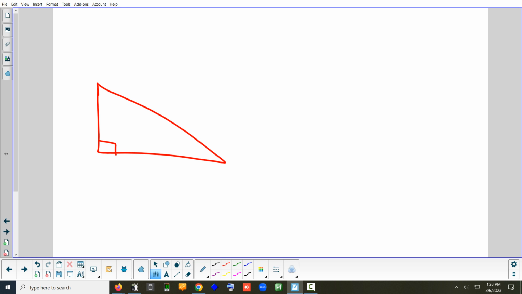So one thing that you always know about it is you had a 90, and things like Pythagorean theorem can be used in right triangles. And we had three different trig functions. Sine was opposite over hypotenuse, cosine was adjacent over hypotenuse, and tangent was opposite over adjacent.